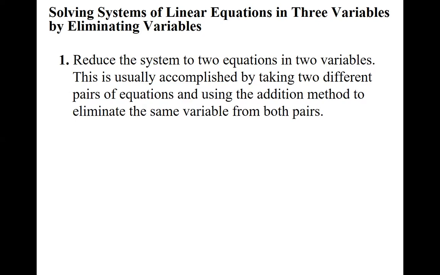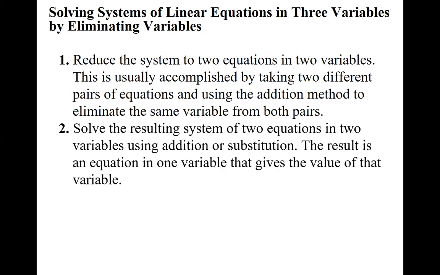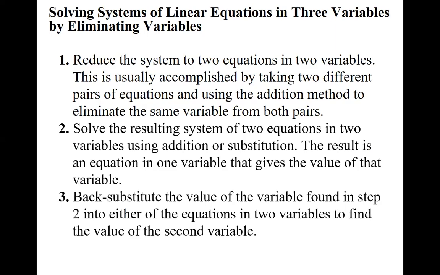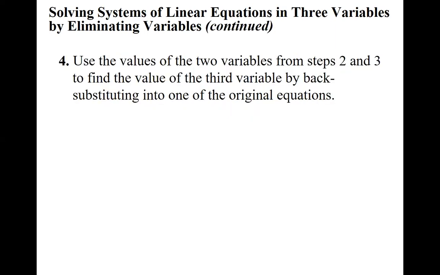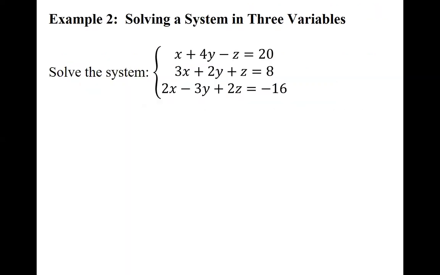So we're going to start by reducing to two equations in two variables, accomplishing this by taking two different pairs of equations and then using the addition method to eliminate the same variable from both pairs. We'll use the resulting system of two equations to find two of the variables, back substitute, and find the third. Then, of course, we can check. Let's get at it.